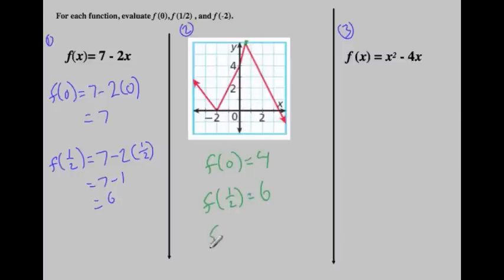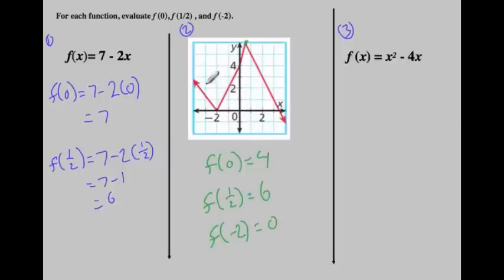And I could go to f of negative 2. Now I'm going to go to an input of negative 2. The output is right there. It's at 0. f of negative 2 is 0. Again, I don't have to have the function rule if I have the graph. It's nice to have the function rule though, but I don't have to have it.